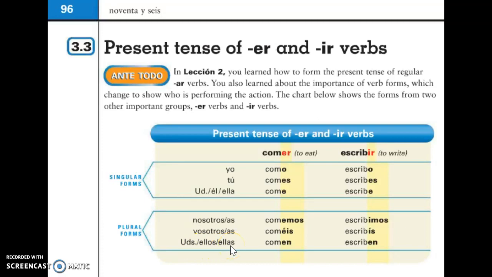For example, if I'm speaking to you all, I would say ustedes comen because I'm addressing all of you. In Spain, you would use the vosotros.